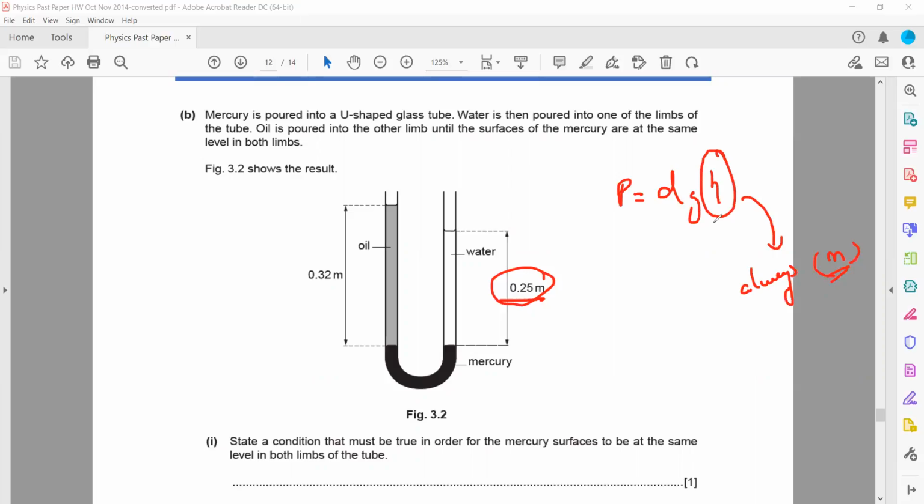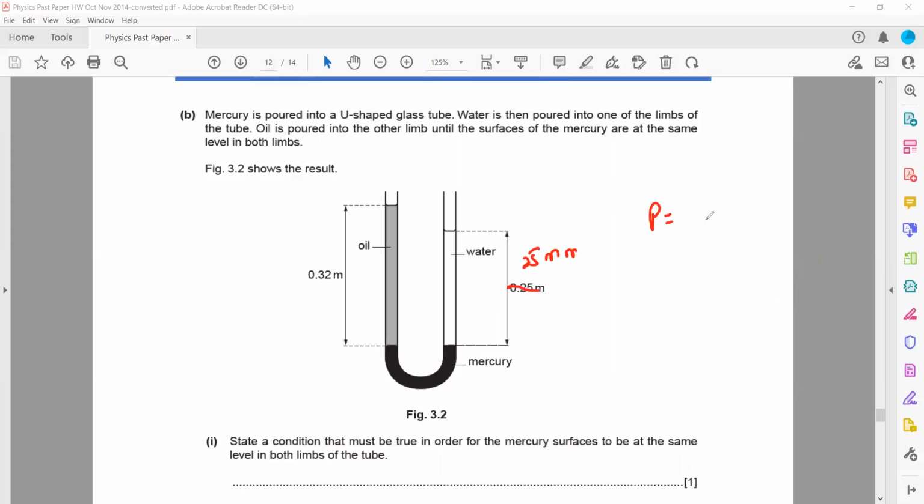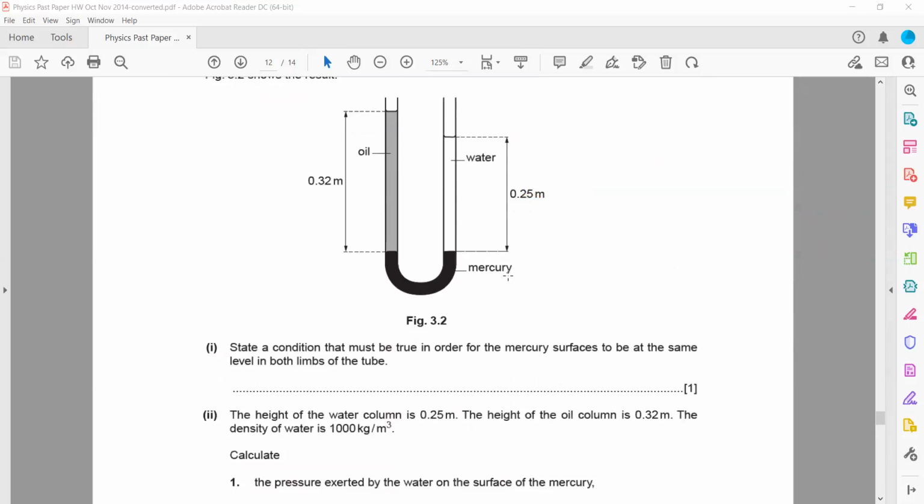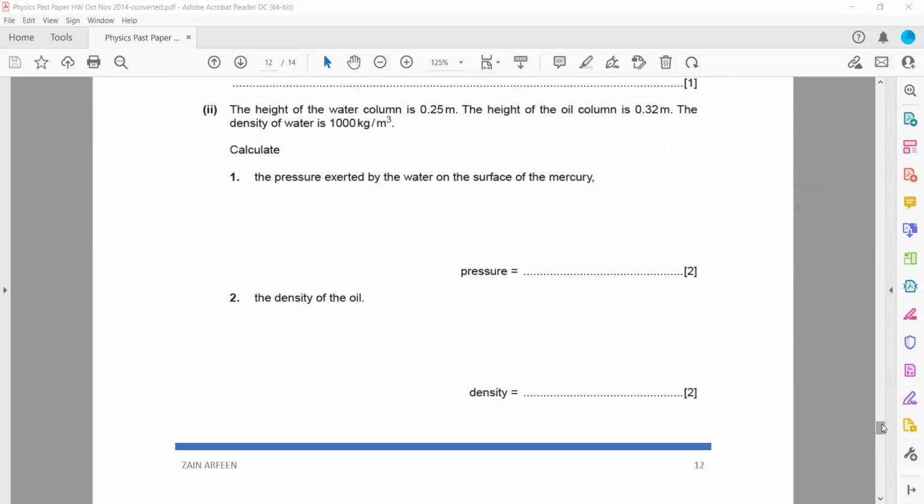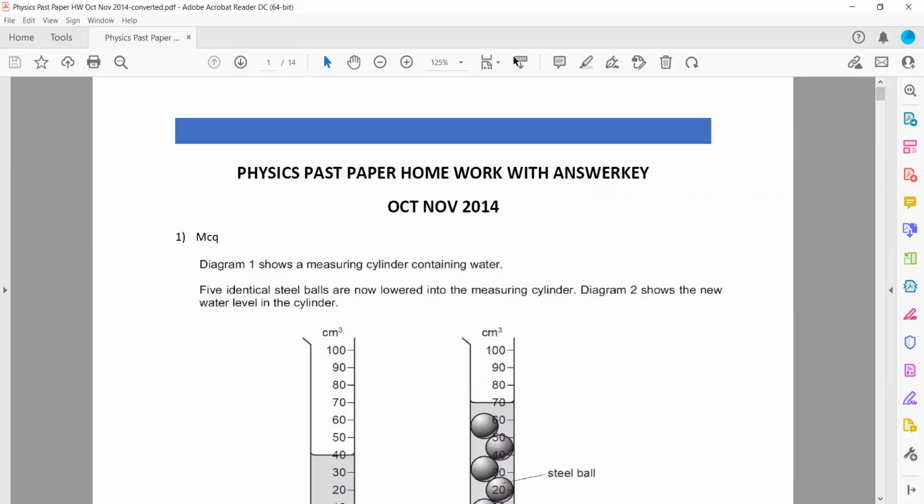This is a common mistake students make. Say this was given as 25 millimeter. When students use the formula, they just use this value: density for example 1000, gravity is 10, and they substitute 25. That will give you a wrong answer. So remember, whenever this formula is used, the height is always in meter. So this was the weekly homework related to the October, November 2014 session.